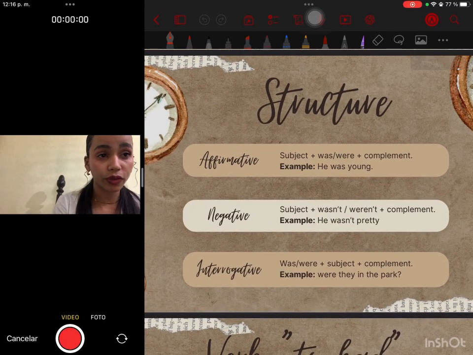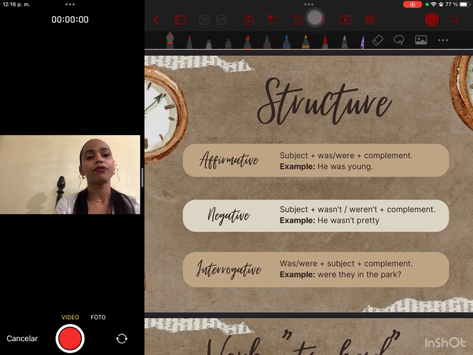The structure for the affirmative form is subject plus was or were plus complement. Example, he was young. He is the subject, was is the verb to be in simple past, and young is the complement.